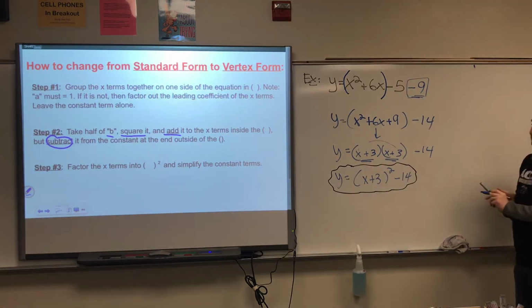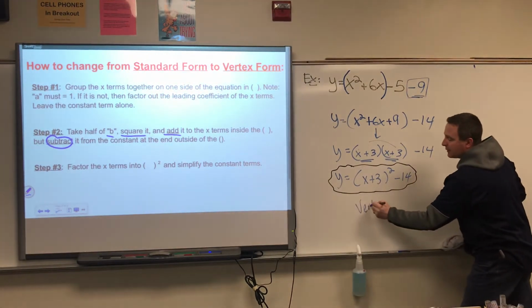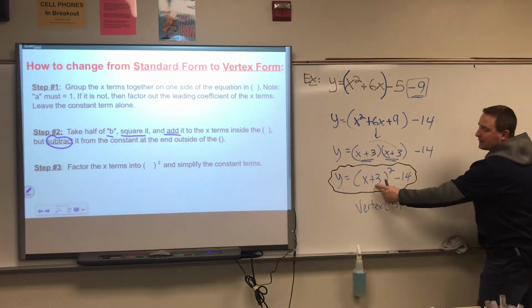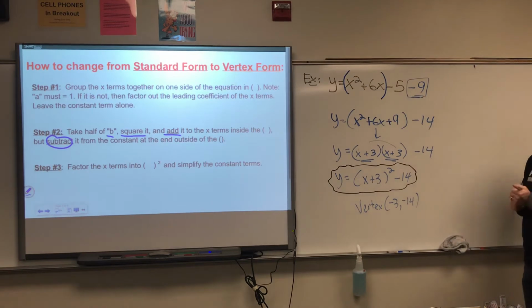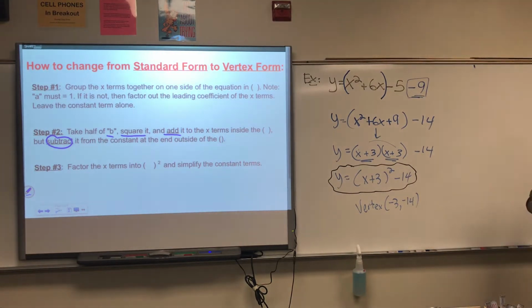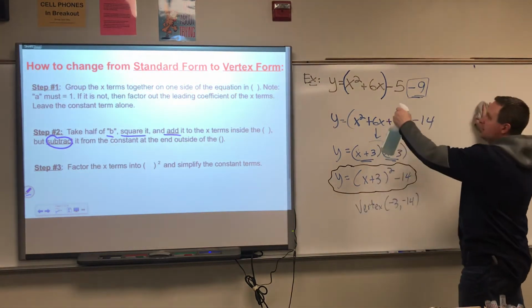And if I really wanted to be specific and label the vertex, it would be at negative 3, negative 14. There's my h, and there's my k. So there it is, writing it from standard form to vertex form. Okay, we're going to try another one here now that we have one under our belt. Let's try one more.